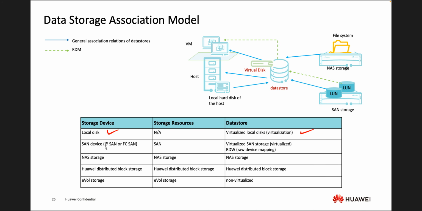You have a SAN device or IP SAN, and that also gets virtualized. Or you could use raw device mapping, which is obviously Huawei, what did you say? Huawei storage, block storage 6.0. You could also have NAS storage, and that stays NAS because those are how your devices are allocated. You could use block storage again, or you could use the e-volume, which is non-virtualized, also similar to the block storage. So these two are a similar way of how you would use it if you don't want to virtualize any storage.